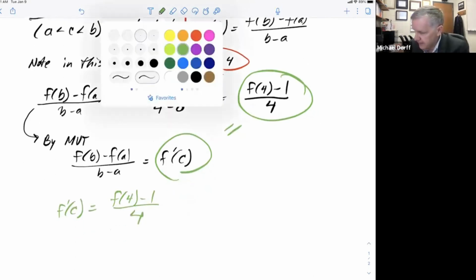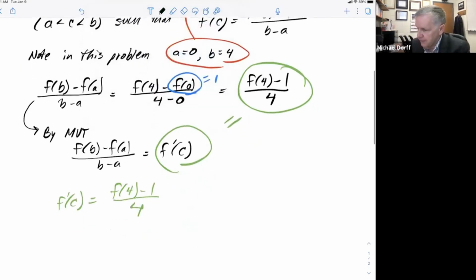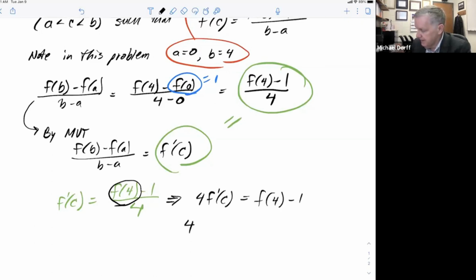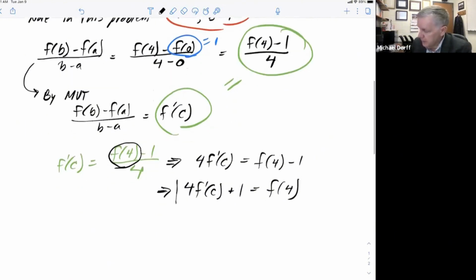Remember what we're trying to do: show that f of 4 is between 9 and 21. Let's isolate f of 4 by itself. I'm going to multiply both sides by 4, so I get 4 f prime of c equals f of 4 minus 1, and then add 1 to both sides. I now know that f of 4 equals 4 times f prime of c plus 1.